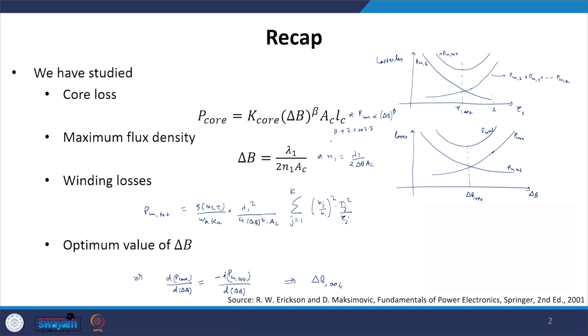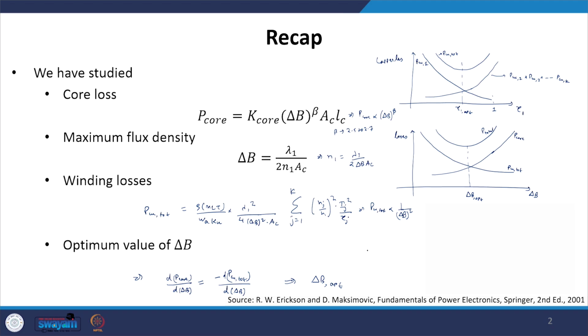Now we know that core loss is dependent on delta B, the peak AC flux density. Similarly, if we see the winding loss, because the copper loss is happening in the winding, P CU total is inversely proportional to delta B square. That indicates that if we increase our peak AC flux density, that means if we increase the flux swing in a core, it will increase our core loss. At the same time, it will reduce our copper loss in the winding.